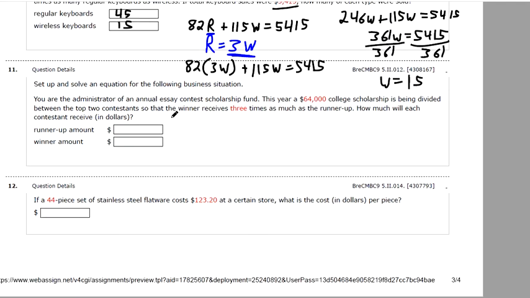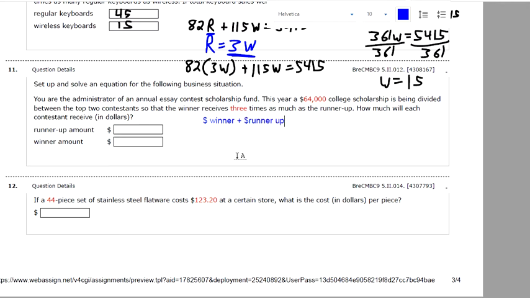Question 11, you're the administrator of an annual essay contest. There's a $64,000 college scholarship that's going between 2 contestants. So the winner receives 3 times as much. So basically we have the money for the winner plus the money for the runner-up. That amount of money equals $64,000. That's how much we have to give. Okay, and then we can simplify that. We can let W be the money for the winner, and R be the money for the runner-up.